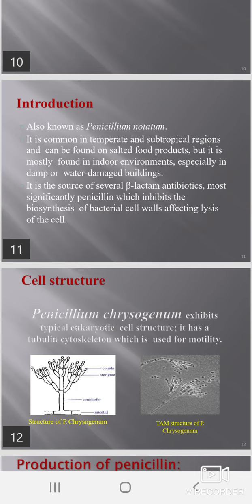Next, you can see the cell structure. Penicillium chrysogenum exhibits typical eukaryotic cell structure. It has a tubular cytoskeleton which is used for motility. You can see in the diagram the structure of P. chrysogenum.